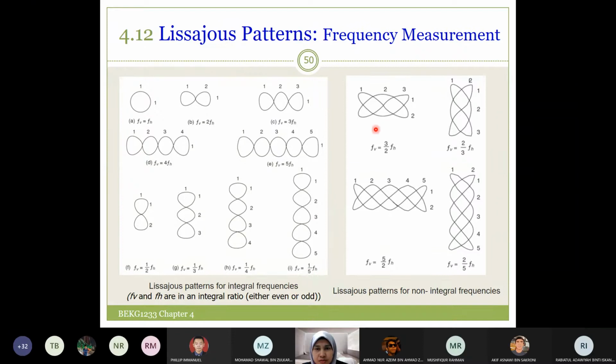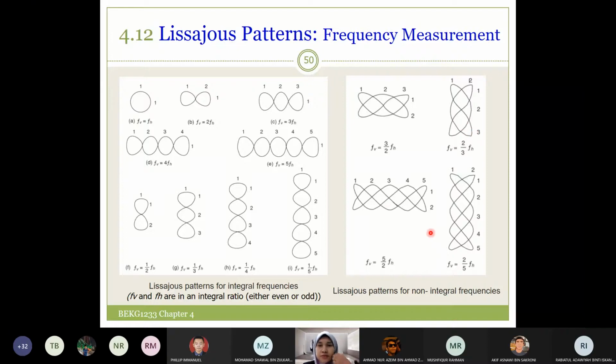This one, 2 Fv, we have 2 loops on vertical, equal to 1, 2, 3, so 3 Fh. This one we have 1 and 2 on vertical, and on horizontal we have 1, 2, 3, so 2 Fv equal to 3 Fh.